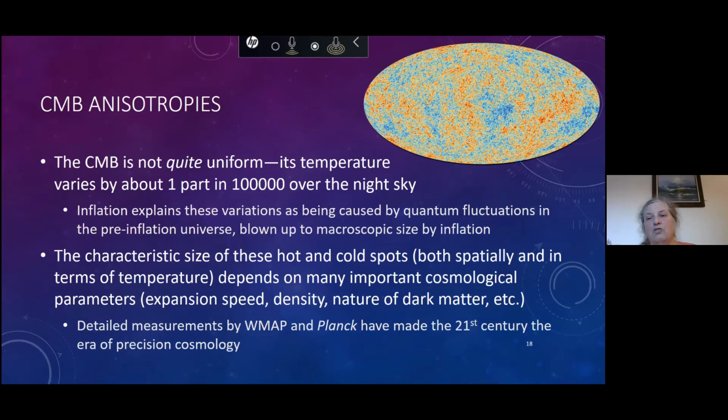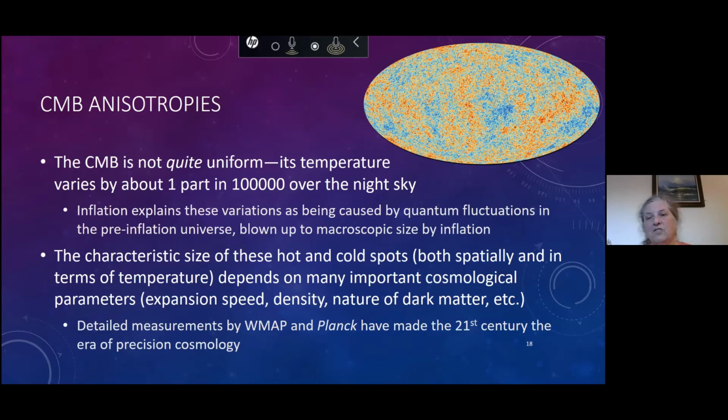And inflation also predicts the dependence of the strength of the variation on the size of the hot and cold spots, and it gets that pretty much right. So this is the best evidence that we have at the moment that inflation is on the right track. Now, those characteristic sizes depend on many important cosmological parameters. They depend on the expansion speed, they depend on the density, they depend on the nature of dark matter, and various other things.